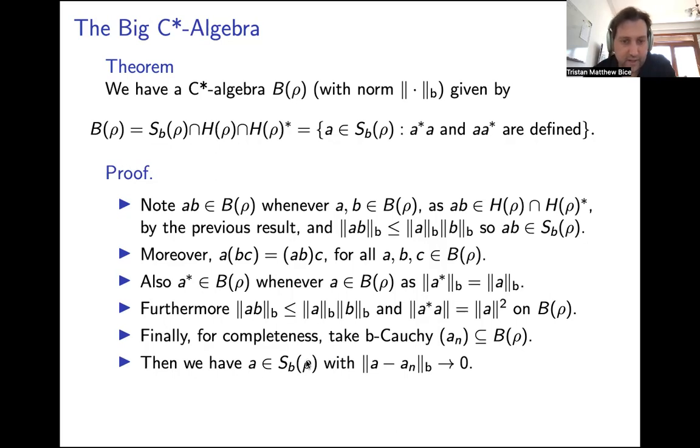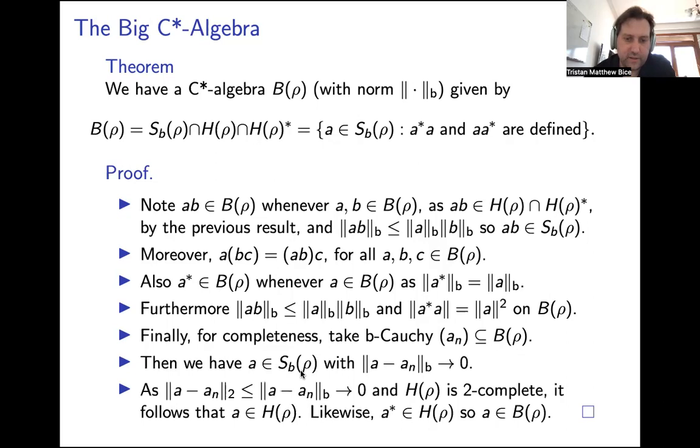So we know that it has a limit, a B limit, right? This was what we did before, showing that this is a complete Banach space, right? The only issue is, do we also know this lies in HP and HP star? Well, yes, we do, because we know the 2 norm is bounded by the B.